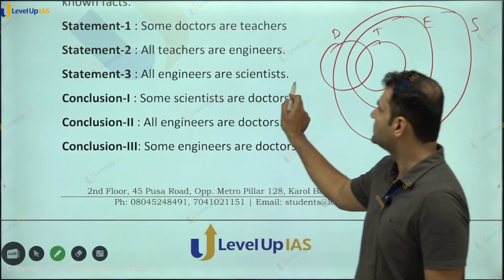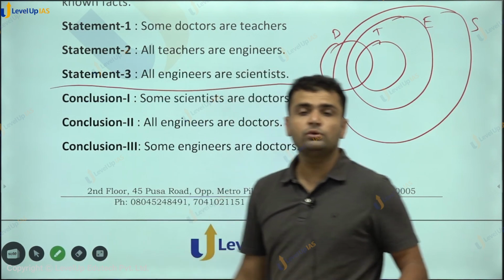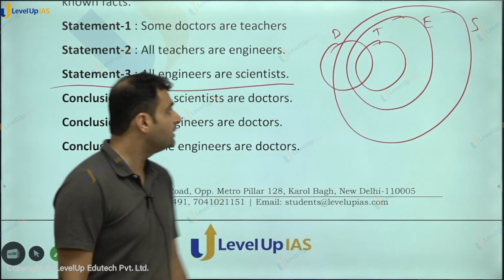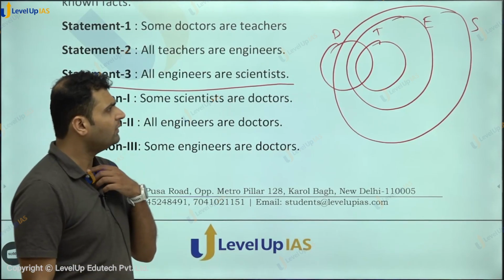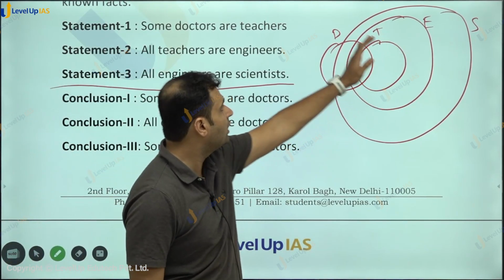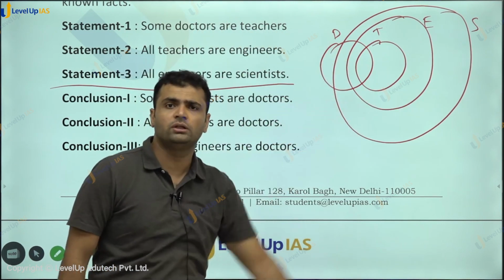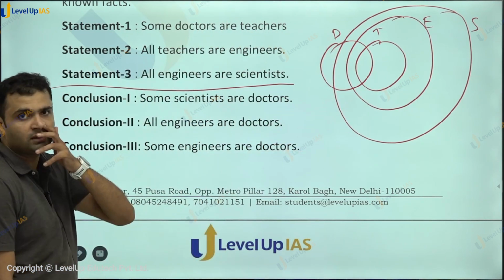Only these are statements. Statements you have to assume as true, and then which of the conclusions can be drawn has to be commented upon. Let us see what we can say. Remember that this engineer circle can always go beyond doctor, and this scientist circle can always go beyond doctor to include all the doctors. But this is the most general thing.